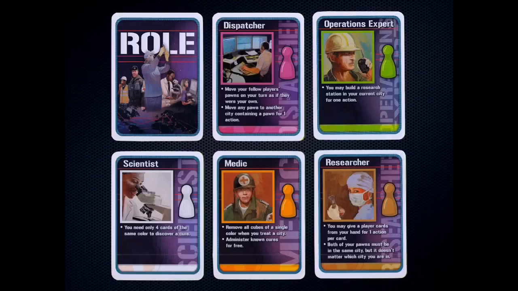One last thing I want to point out about the game is that each player has a specific role that they play, something unique that they bring to the team. And you can be a dispatcher, ops expert, medic, researcher, that sort of thing. And that allows you to sort of bring your own unique contribution. Although you're all cooperating, each player has sort of an opportunity to shine. So that's sort of a pandemic in a nutshell.